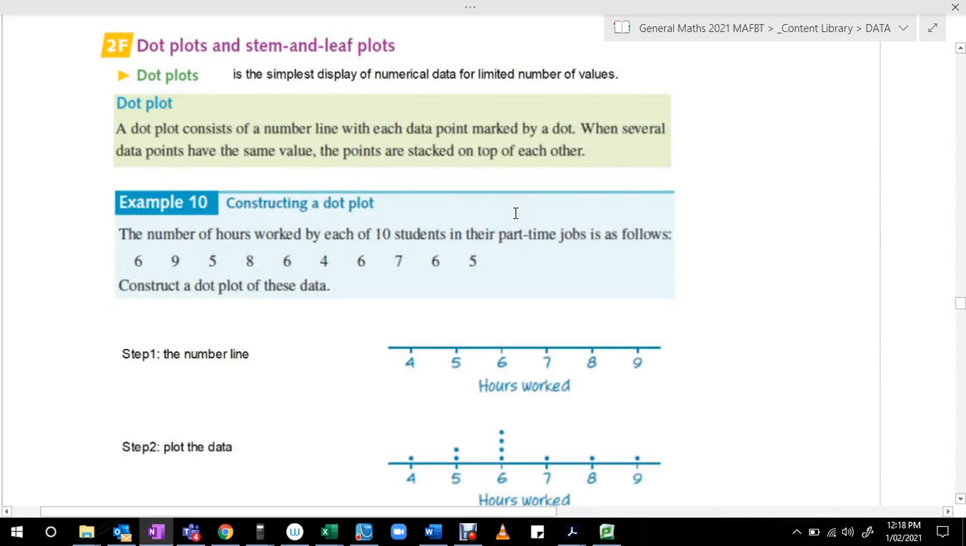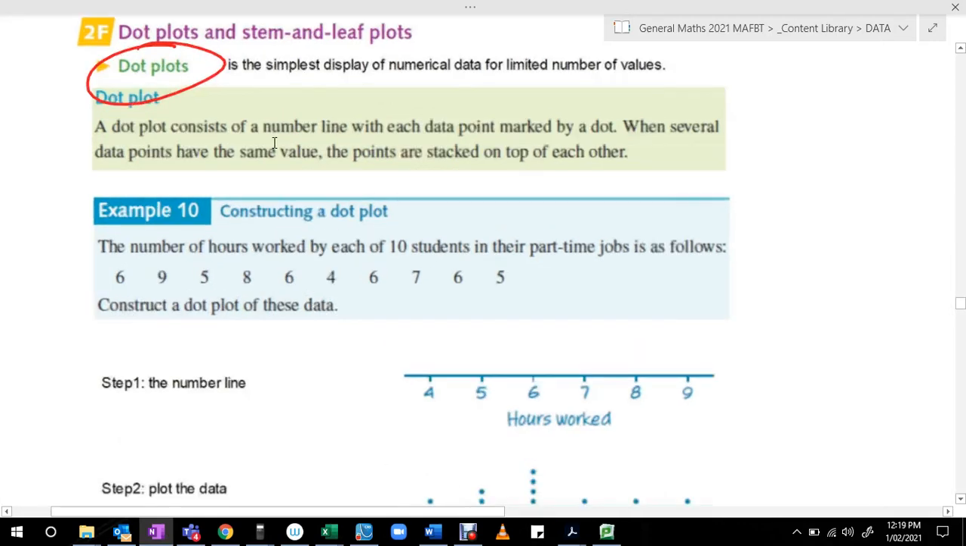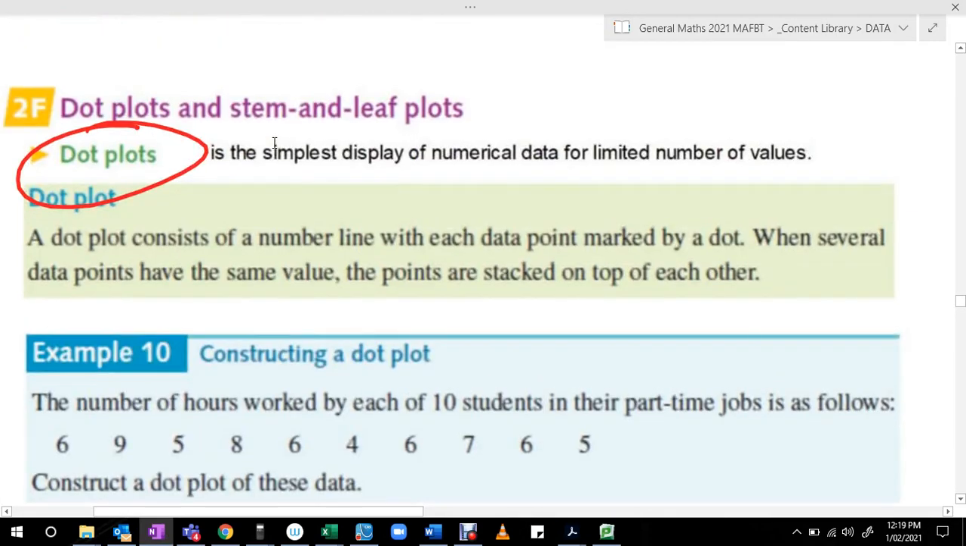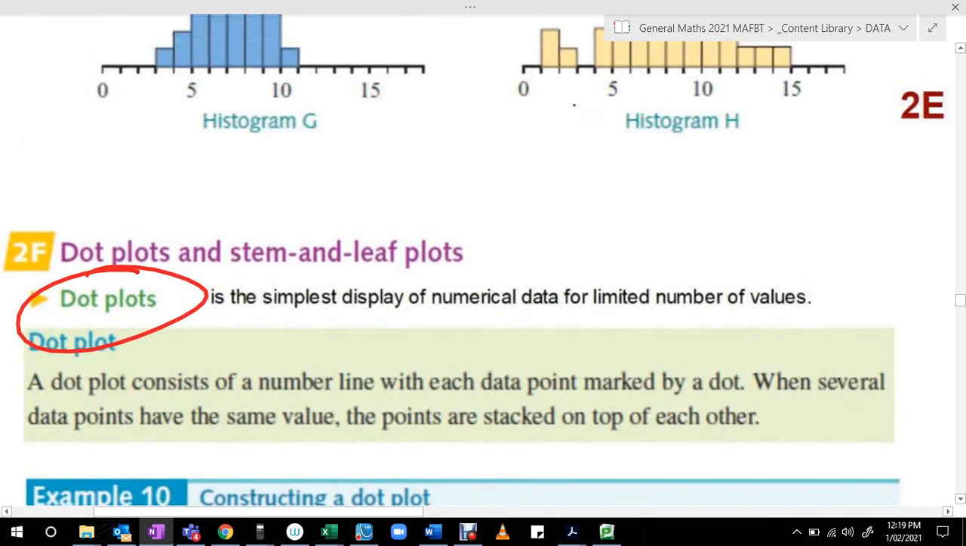All right, so let's go to 2F and look at the dot plots and the stem and leaf plots. So basically, a dot plot, as it says here, is probably the easiest way to represent data. If you don't know what a dot plot is, it's basically a number line. You've got a bunch of numbers and then there are dots on top of them, and it tells you how much of that number there is.